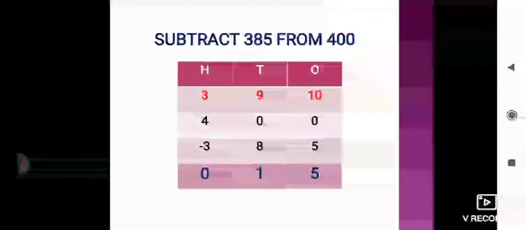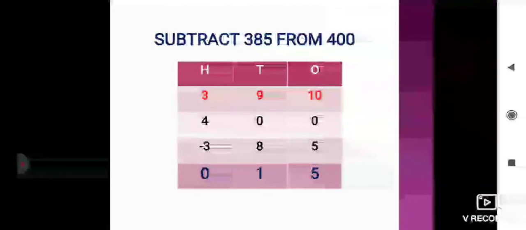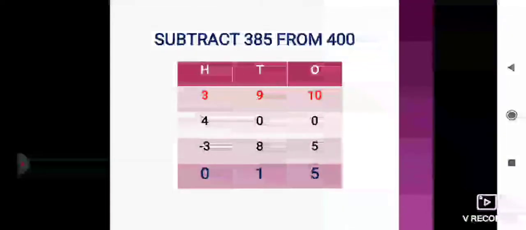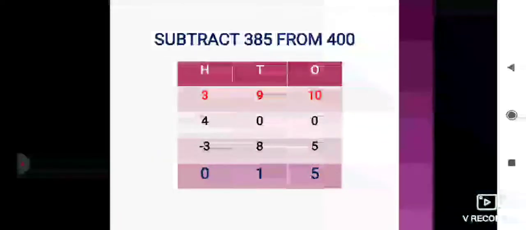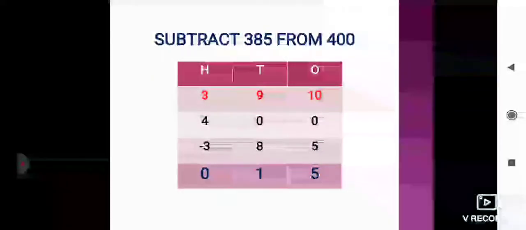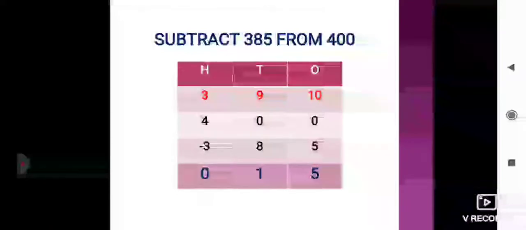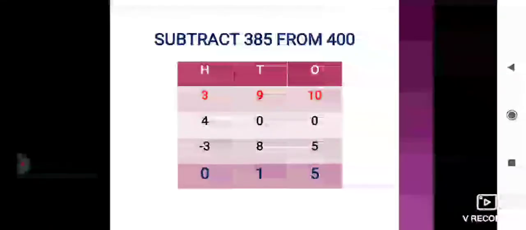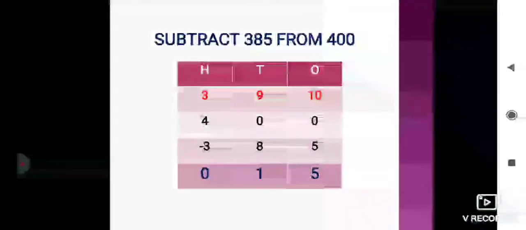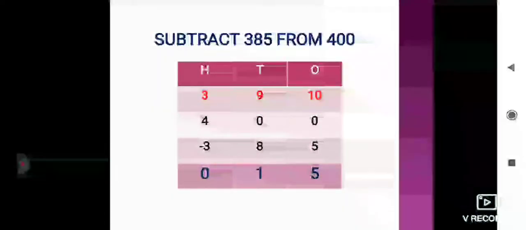Now let's take another example. Here you have to subtract 385 from 400. 400 is greater, so you will write it on top and 385 below it. Now here at the ones and tens place you have zeros. At the hundreds place you have 4 on top. 0 is smaller than 5. You cannot subtract 5 from 0 and 8 from 0.